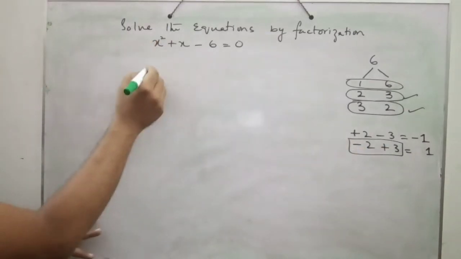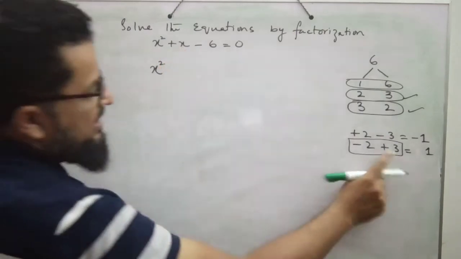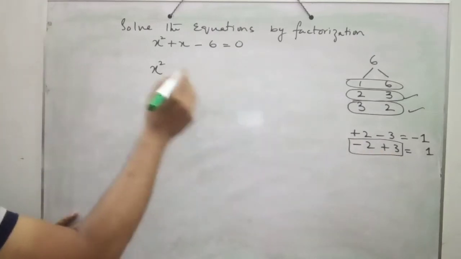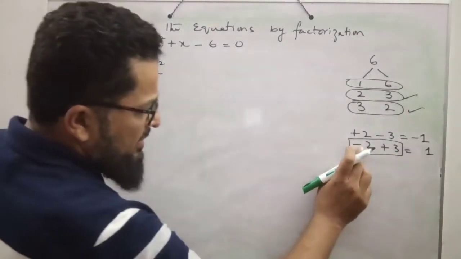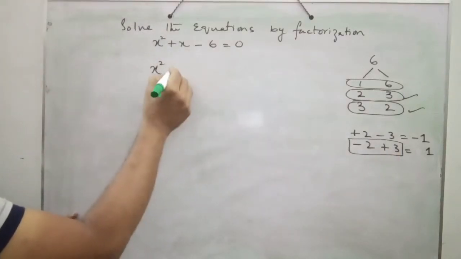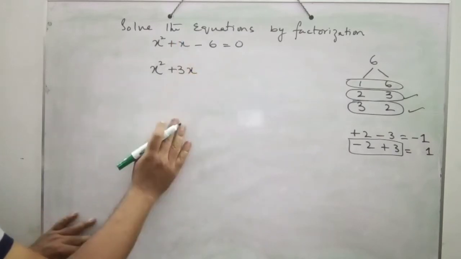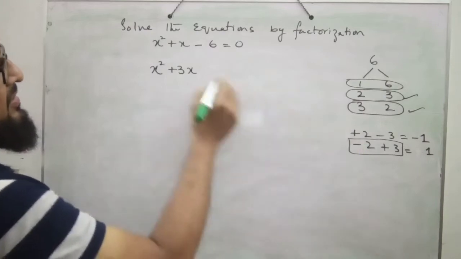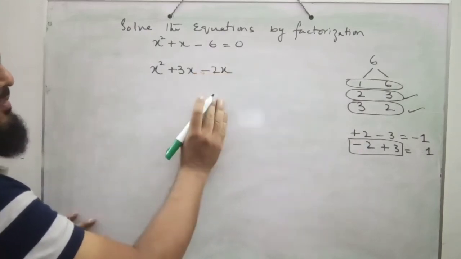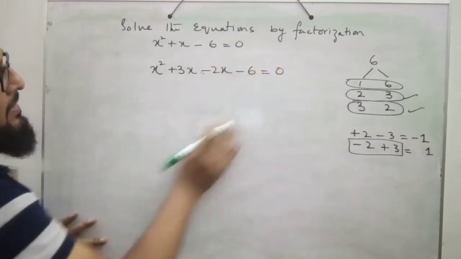If I'm going to factorize it, for x squared we do not write the middle term; instead of the middle term we write these two numbers. We can take either minus 2 or 3 first. Here I'm taking 3 first, so there is 3x. Then minus 2x, and the last value is minus 6 equals 0.